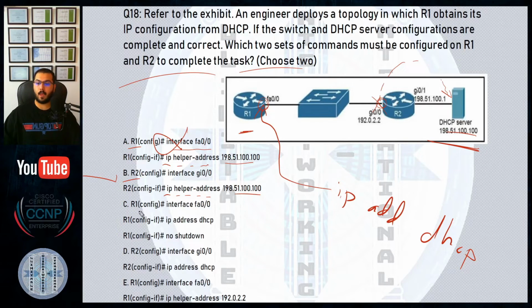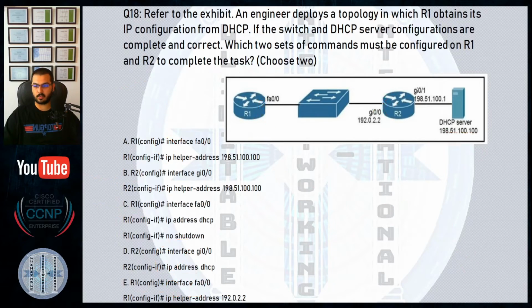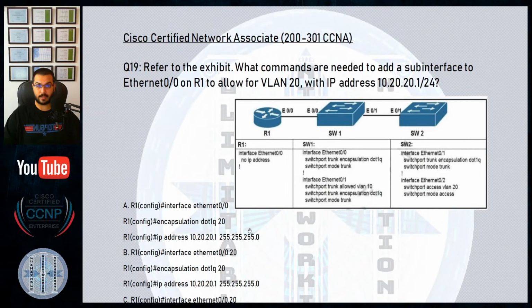Correct. Thank you. R1, ip address dhcp, yes, on FastEthernet 0/0, and no shutdown. We are done. Enabling DHCP on R2 is incorrect, and enabling the helper address on R1 is also incorrect. Just in case you have seen the entire series, you will be more than certain about how to answer such a question in the exam without blinking.